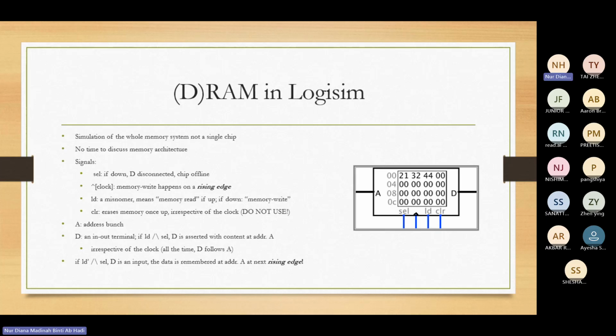Okay. So if LD and CELL, D will be asserted with the content at the address. But if LD prime and with your CELL, the data is remembered at the address. A would be the next at rising edge. Okay.